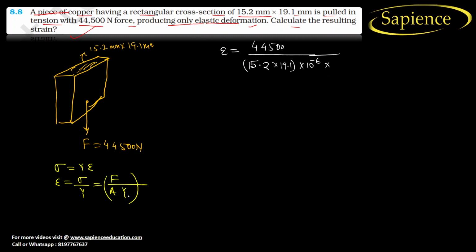Now it is a term of Y. So Y for copper is how much? So we should remember these things, or sometimes they will provide you the data. So Y for copper is 42 into 10 to the power 9. So when we put here 42 into 10 to the power 9, and all the values, we are going to get the result as 3.65 into 10 to the power minus 3.